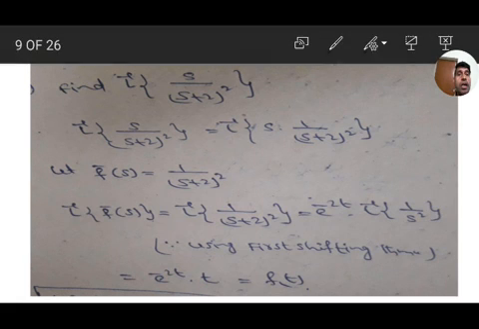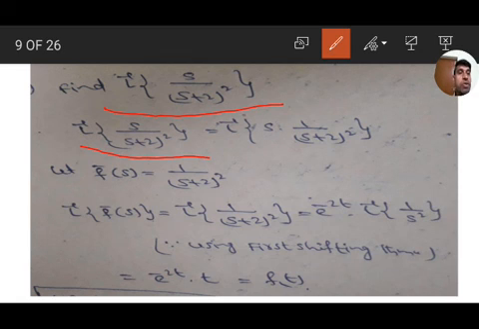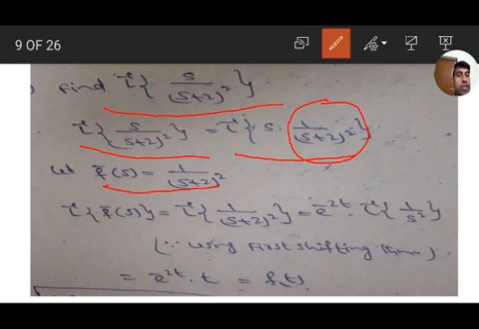Next problem. Find L inverse of s by s plus 2 whole square. That is L inverse of s into 1 by s plus 2 whole square. Except s, the remaining part we take as f bar s. So let f bar s equal to 1 by s plus 2 whole square, that is L inverse of f bar s equal to L inverse of 1 by s plus 2 whole square, that is e to the power of minus 2t into L inverse of 1 by s square, by using the first shifting theorem.